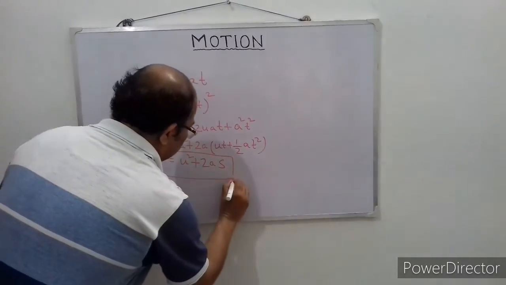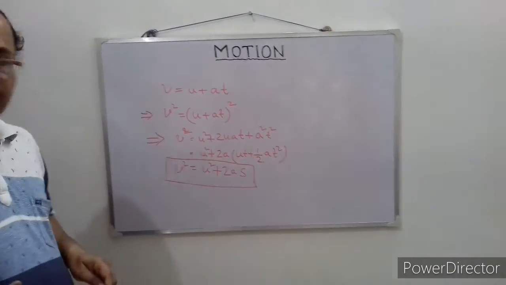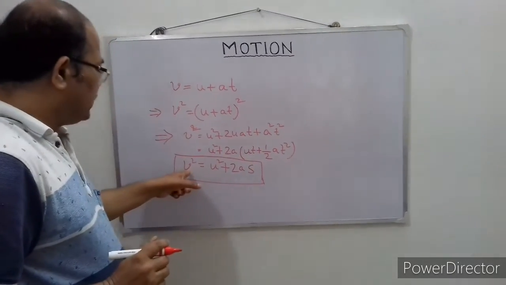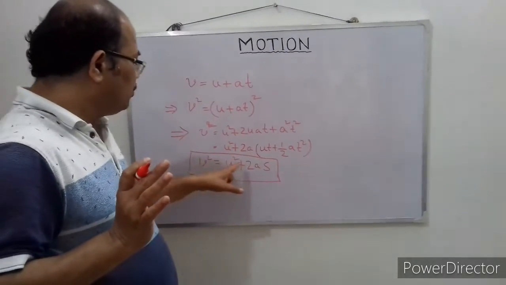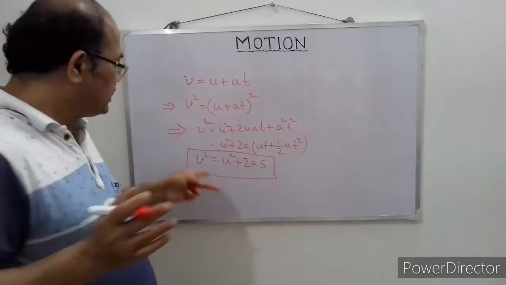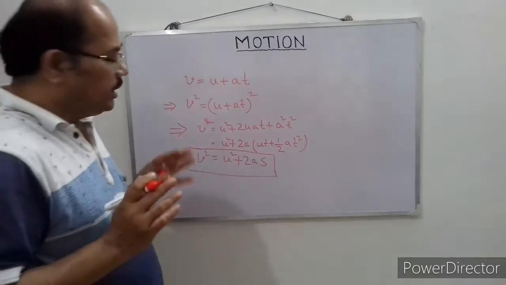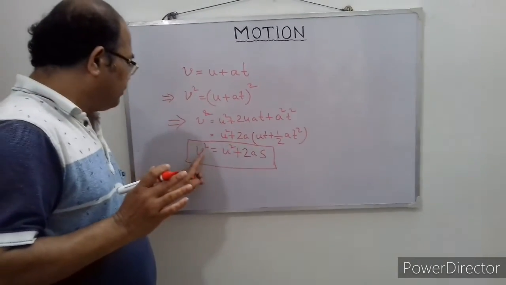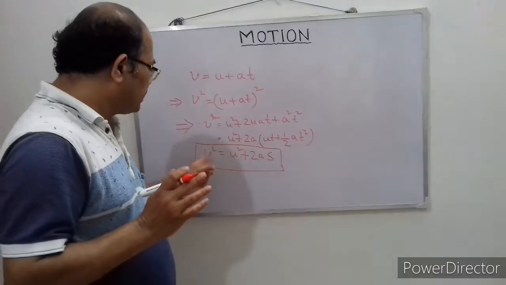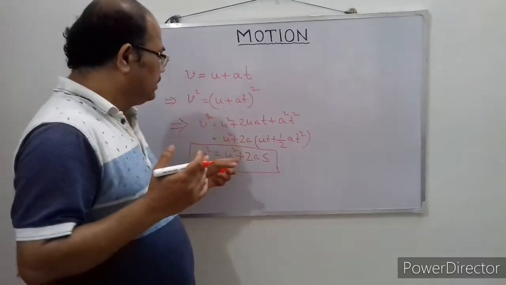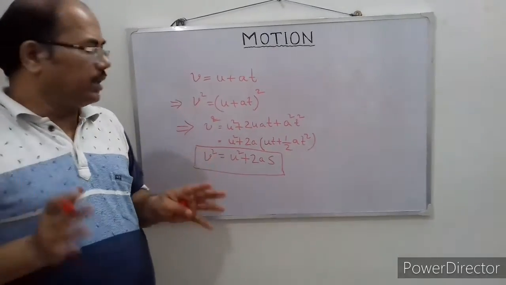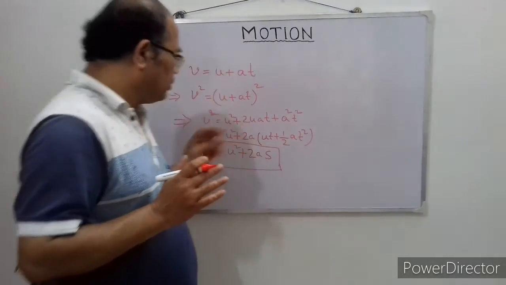This is the third equation. So here v, u, a and s are present. Which is not here? That is the time taken t. So if time is not given, and among v, u, a, s one is absent and the other three parameters are given, then we can find out the unknown variable. Okay.